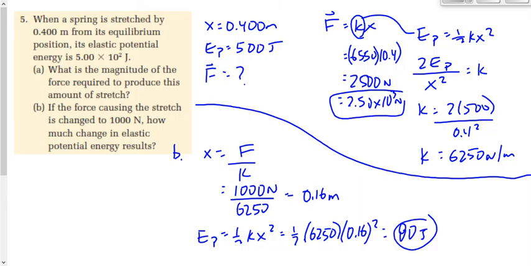What was my initial energy? 500. What's my final? 80. What's my change? Negative 420 joules, right? 80 minus 500 joules. See what we did there?